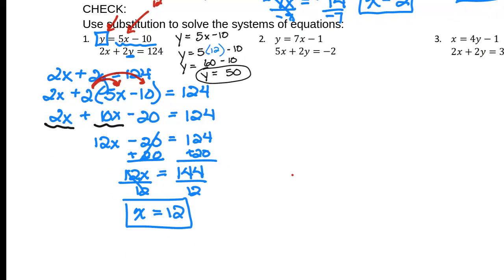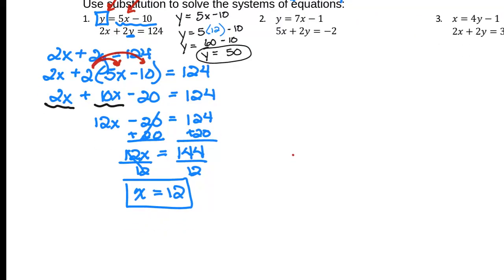And what's my final thing that I need to do now that I have my x value and my y value? Put it in as an ordered pair. Okay? So x is 12. Put your comma. Y is 50. So my solution is that ordered pair of 12, 50.